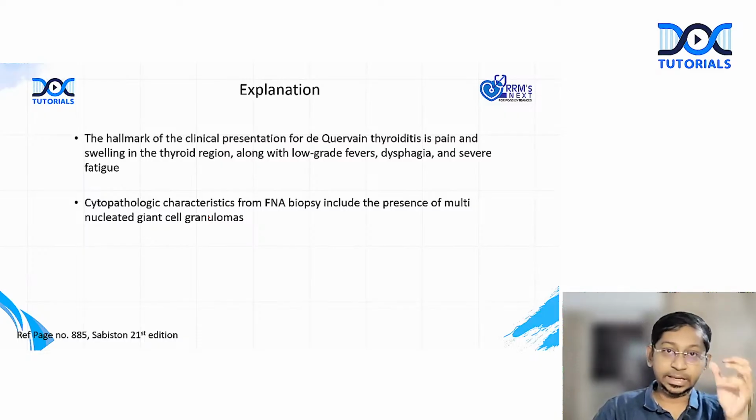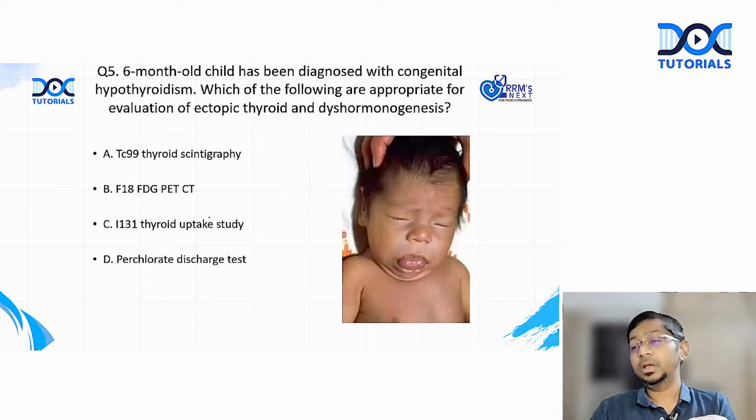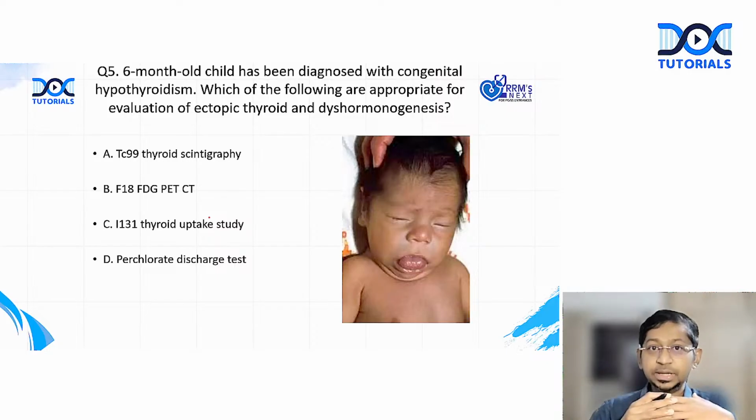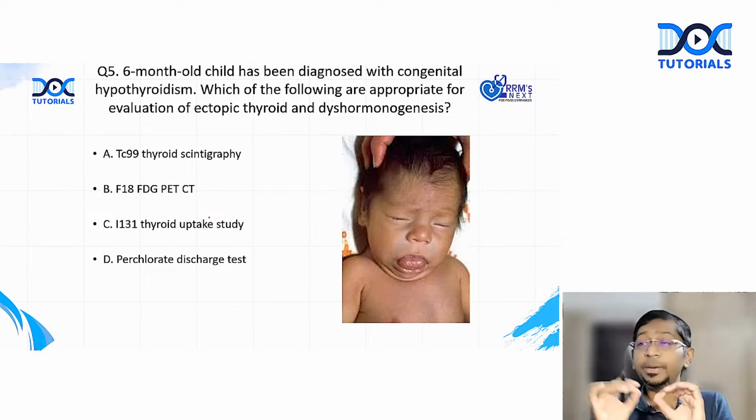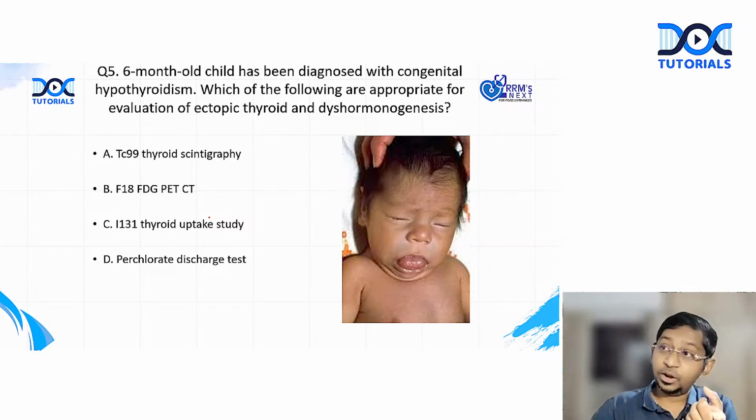But the classic thing is multinucleated giant cells, which are typical of a granuloma. A very simple, straightforward question. So let's move on. This is a 6-month-old child with congenital hypothyroidism. Which of the following are appropriate for evaluation of ectopic thyroid and dyshormonogenesis?